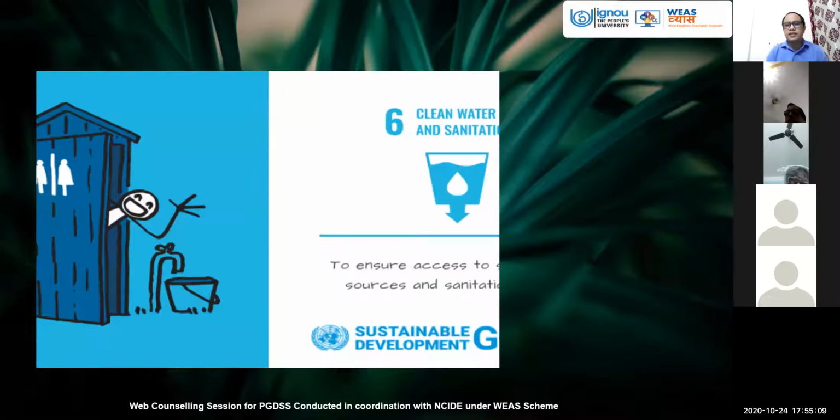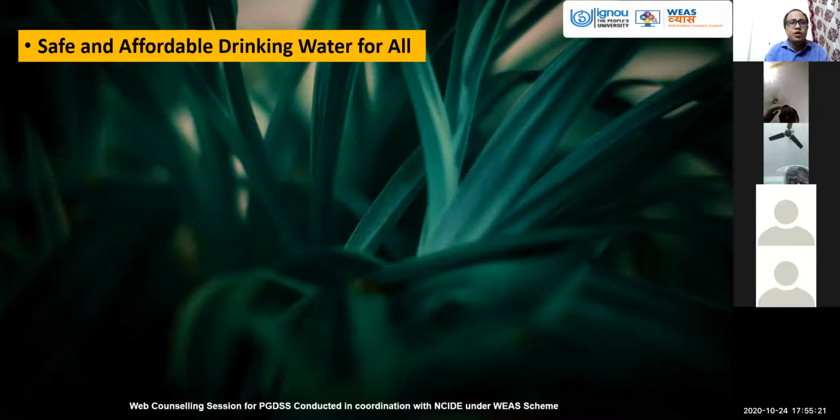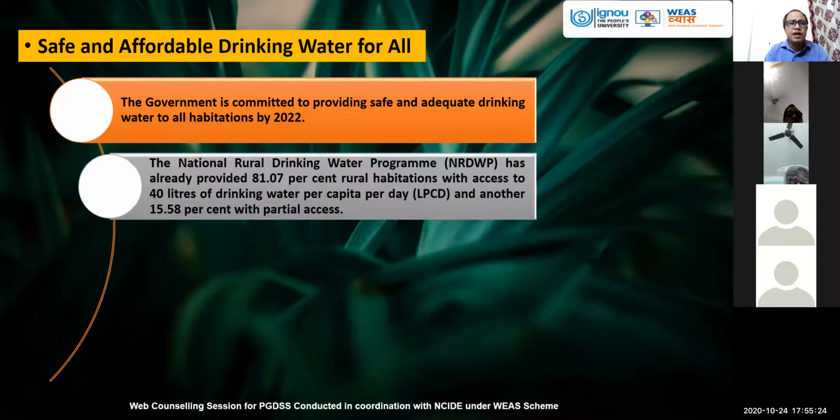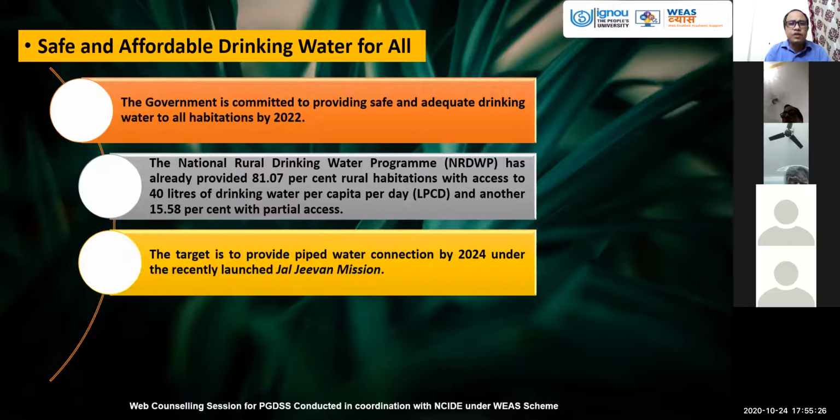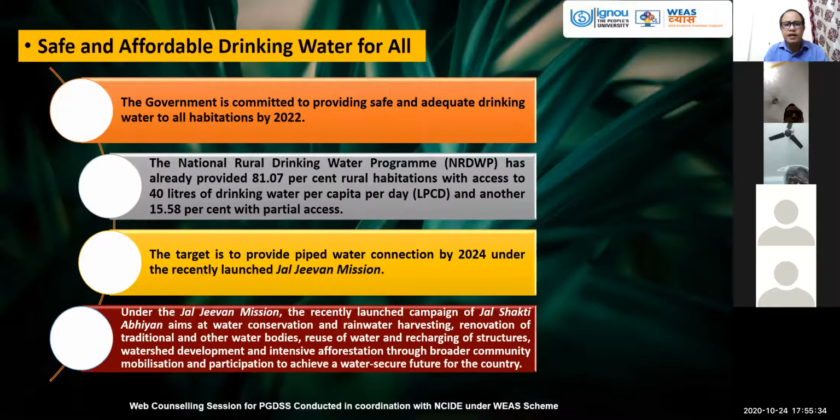One of the basics, as you know, is clean water and sanitation, which is also very important when we talk about human health and well-being. In this line, the basic need is to give safe and affordable drinking water for all. We have the national drinking water program, giving access to 40 liters of drinking water per capita per day, and another 15.58% with personal access.